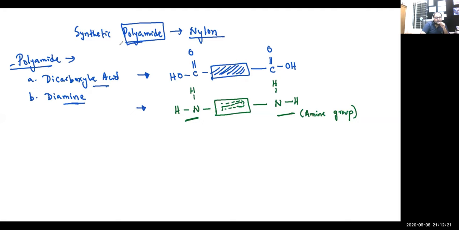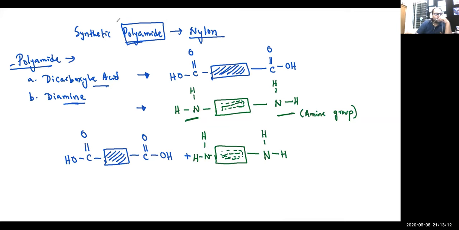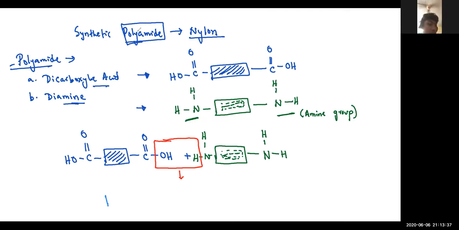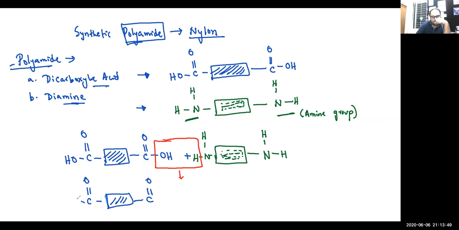Now let's draw the whole thing side by side. From the carboxylic acid, which part goes away? OH. And from the amine group? H. What stays back? C double bond O and NH. C double bond O and NH. C double bond O, and then we have NH.